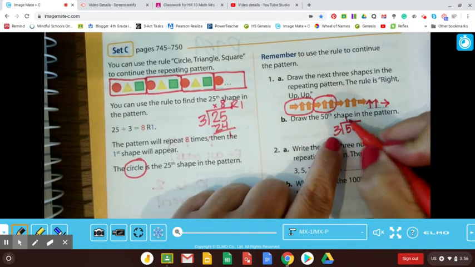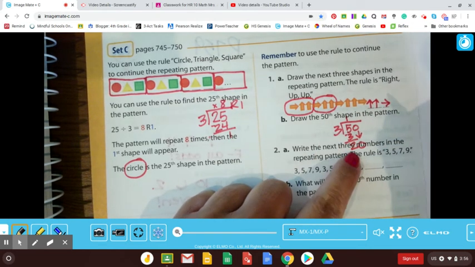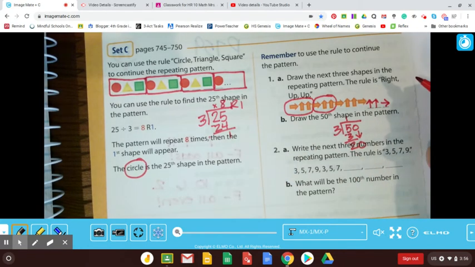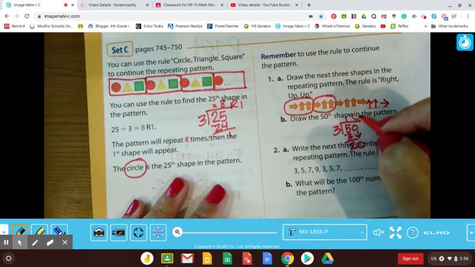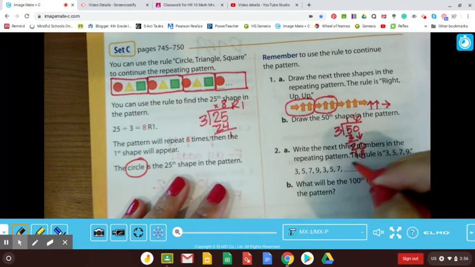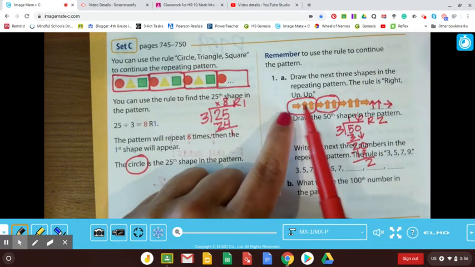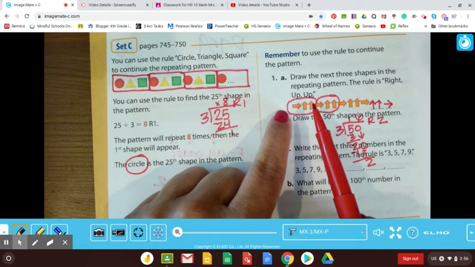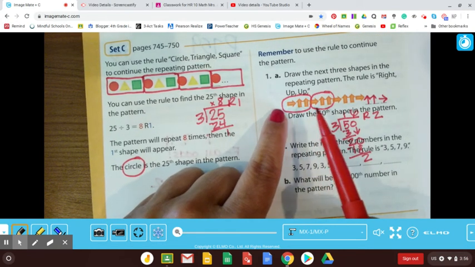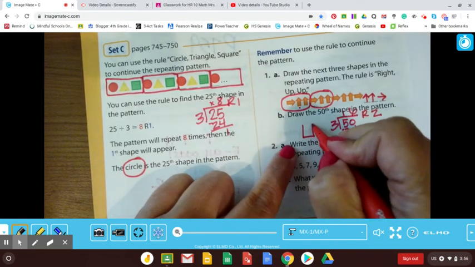3 can go into 5 one time. Bring down our 0. Now we have a 20, right? I'm sorry. No, I'm right. Okay. 3 can go into 20 6 times. 3 times 6 is 18, 19, 20. So it's 16, remainder 2. So what that means is that I can do this pattern 16 times, right? And then I'll have 2 left over. So 1, 2. So the next pattern is going to be an up.